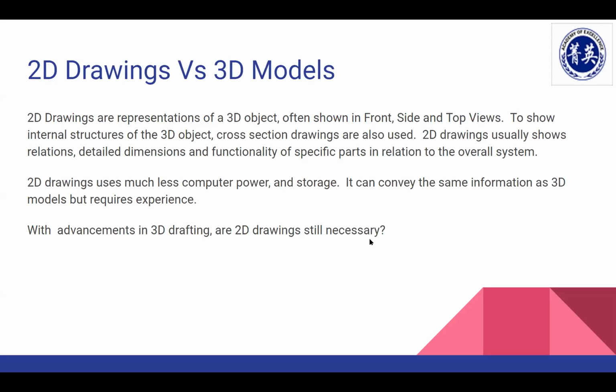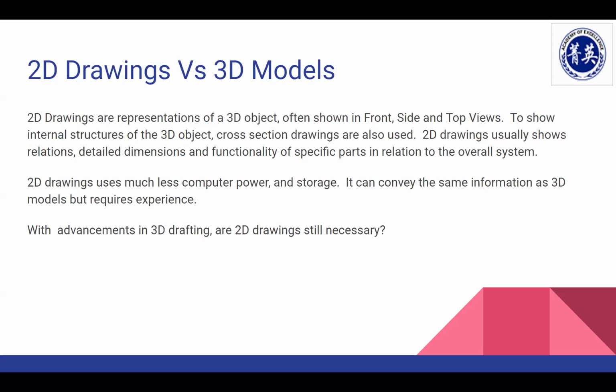So in general, there are two types of drawings. We can have 2D drawings, which, in a mechanical setting, are usually a representation of a 3D object. So how do you use 2D drawings to represent a 3D object? You usually do it in three views. You have the front view, the side view, and the top view.